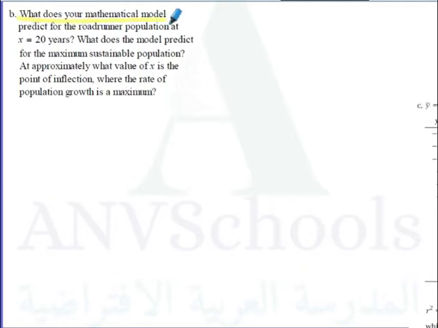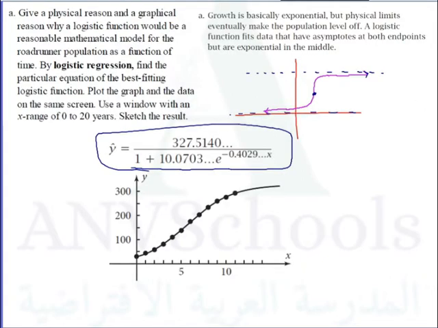What does your mathematical model predict for the roadrunner population at x equals 20? Of course, we are going to use our model. And what is that? Y hat equals 327.5140 over 1 plus 10.0703 e to the negative 0.4029x. So using x equals 20, how do we get this? Just substitute x here, and that will give you y hat.